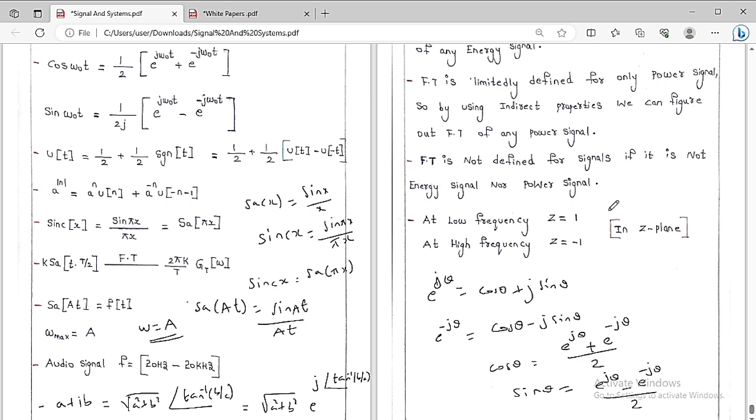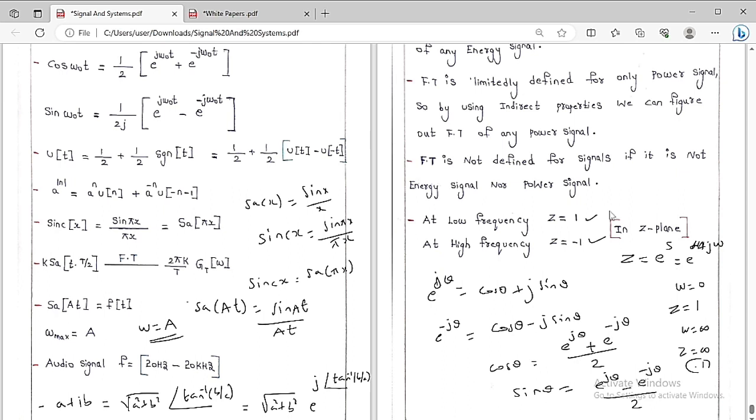But I have already told you what the value of z is. Z is equal to e to the power of s, and s is equal to sigma plus j omega. Low frequencies means, let me say, s is equal to j omega. If I substitute omega equal to 0, then what is the value of z? That is equal to 1. High frequencies means omega is equal to infinity. In that case, you should get z equal to infinity, but here they have given minus 1. So you have to remember this one, because I also don't know how we got this one.